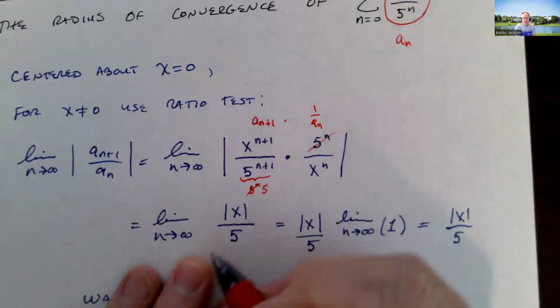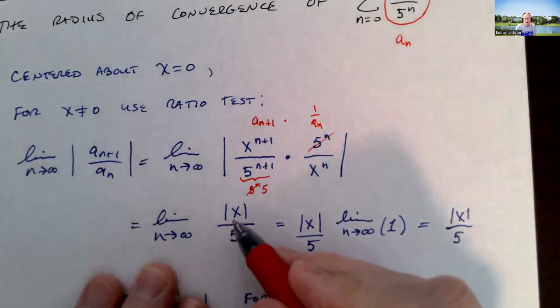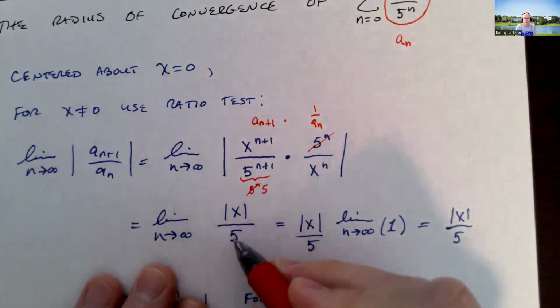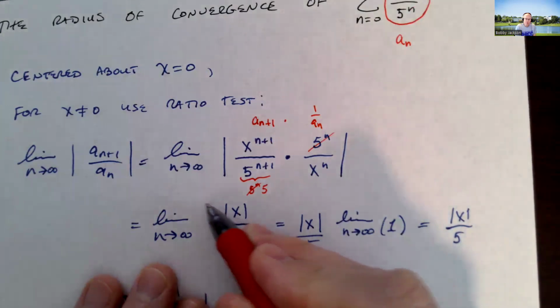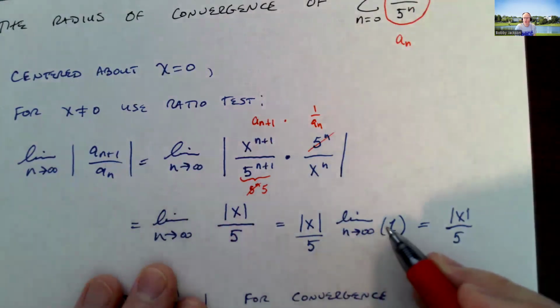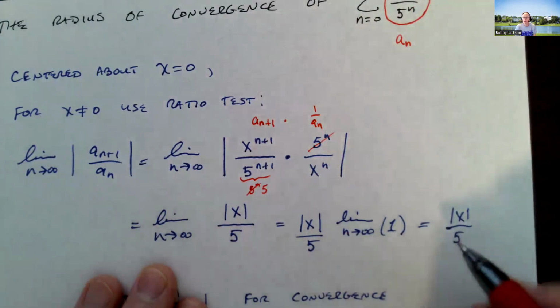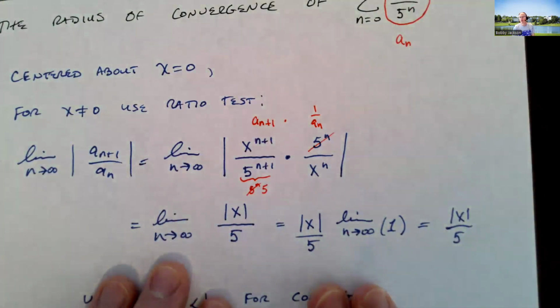But again, I'm taking the limit as n goes to infinity. x is not a function of n. It's really a constant with respect to n, and 5 is a constant with respect to n, obviously. And so I can just factor that out, and I'm left with 1. And what's the limit as n goes to infinity of 1? It's just 1. And so this limit is the absolute value of x over 5.